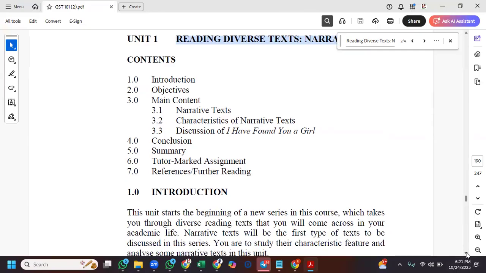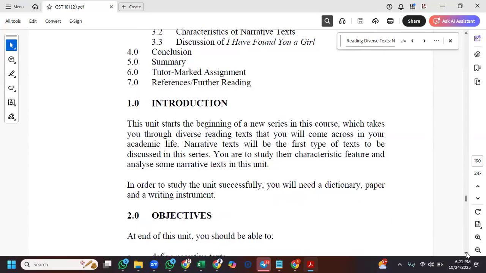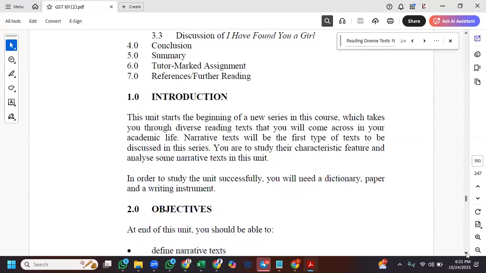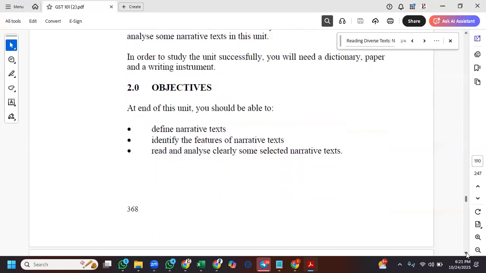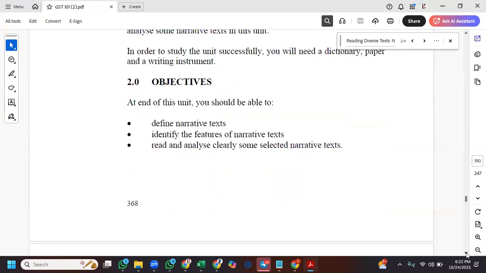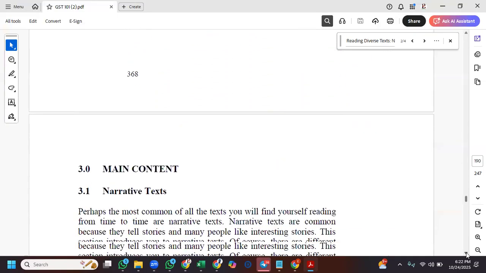Now, this unit starts the beginning of a new series in this course, which takes you through diverse reading texts that you will come across in your academic life. We have the narrative text, which will be the first type we'll be talking about in this series. And the objective of this unit is that by the end of this unit, as you are going through it tonight, you should be able to define narrative text, identify features of narrative text, read and analyze clearly some selected narrative text.